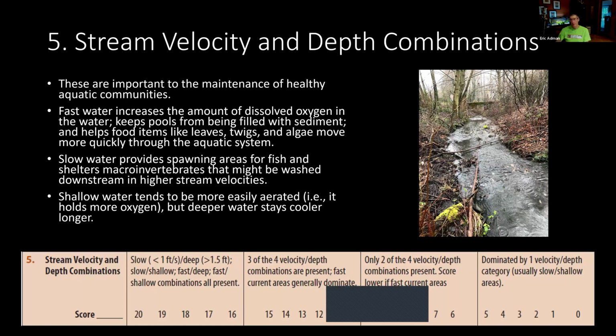An example of something that would have just one velocity and depth would be something that's been channelized, where it's just straight and a uniform channel at a certain depth, almost like a ditch, versus something very natural with fast and slow, deep and shallow.